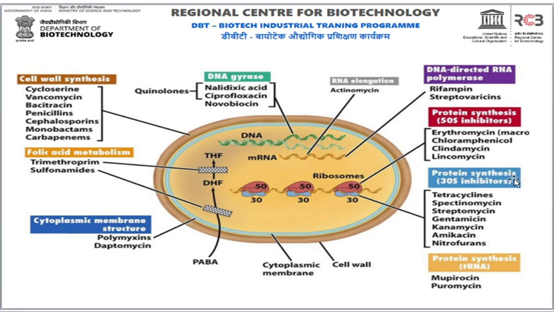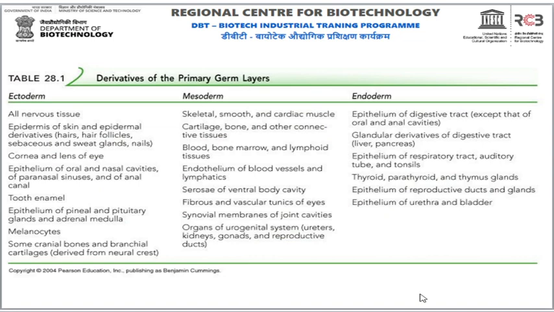Whereas tetracycline, spectinomycin, streptomycin, gentamicin, kanamycin, amikacin, and nitrofurans also inhibit translation, but they attack the 30S subunit. Next are mupirocin and puromycin. They inhibit translation by acting on transfer RNA synthesis, and they disrupt the mechanism.